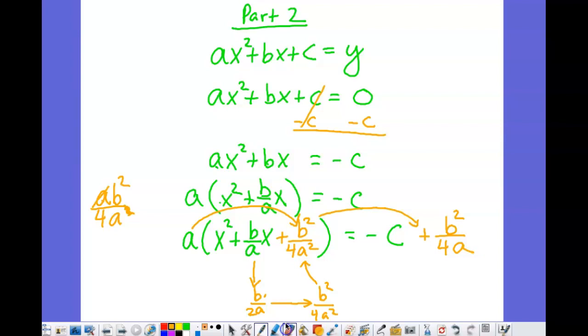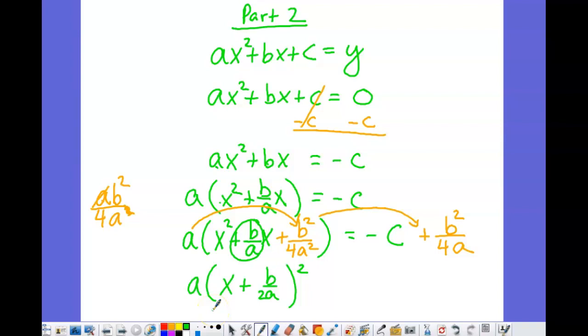The next thing that we're going to do is factor. So, as I told you guys, when we factor, we always get x plus something squared. And that something is always half of the middle number. So half of b over a is b over a divided by 2.